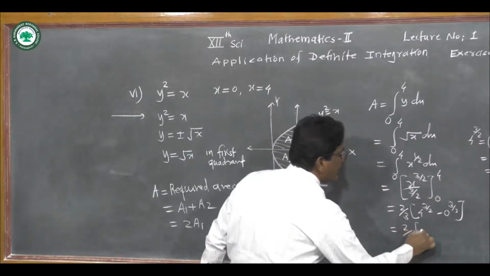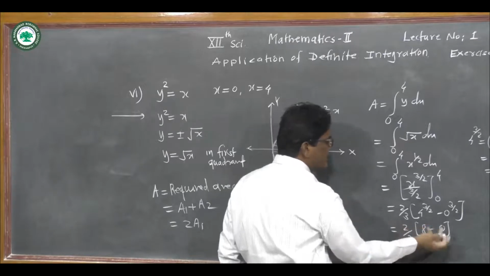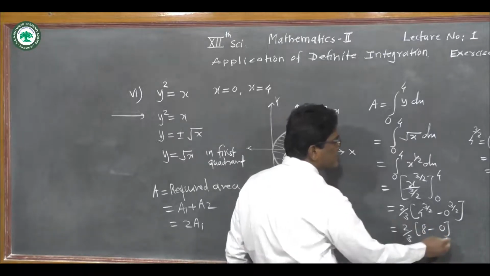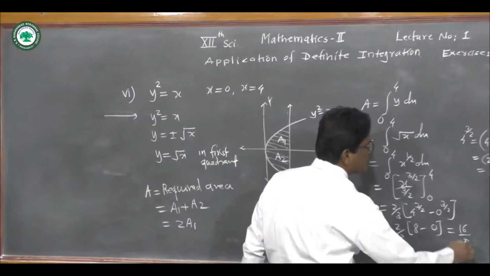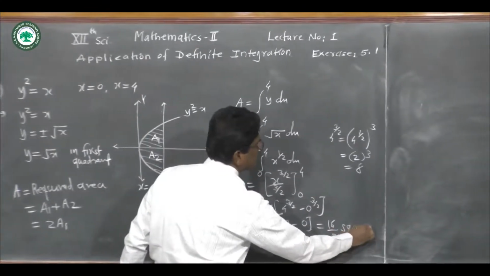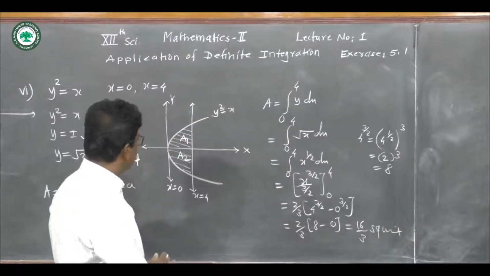So here it is 8 minus 0, and 8 minus 0 is 8, so 8 twos are 16, so it is equal to 16 upon 3, 16 upon 3 square unit. So we get here the required area as 16 upon 3.